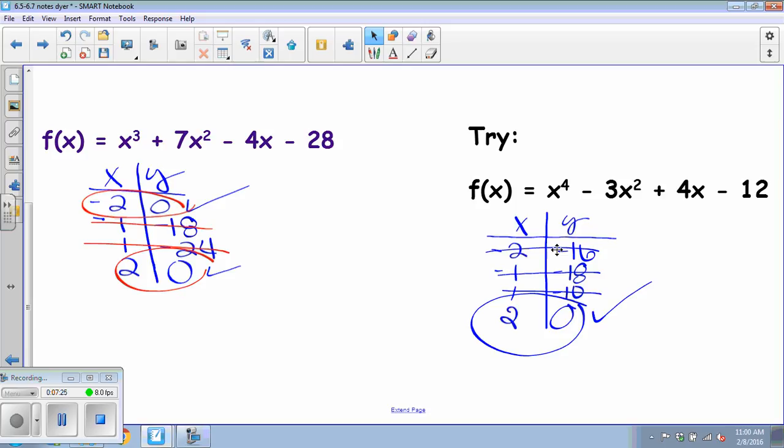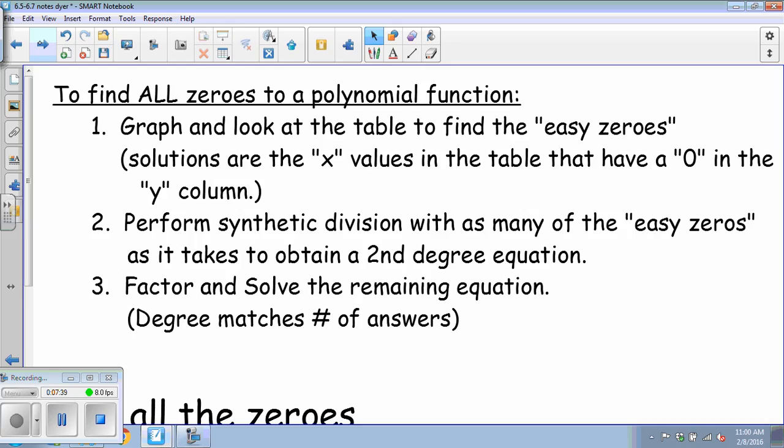Yes. We can use the table to find the easy solutions, and then we do synthetic division to shrink our polynomial down to where we can factor and solve it. Okay? And so let's look at an example of that problem. Now, don't copy all this down. I'm just going to explain it. If you want to, go on Edmodo tonight and you can copy down these steps. But let me just explain it, because we've already talked about it.